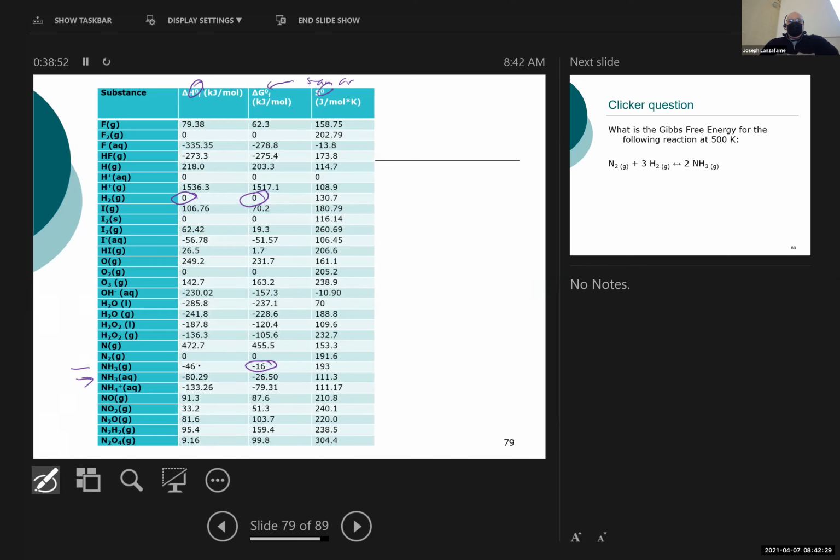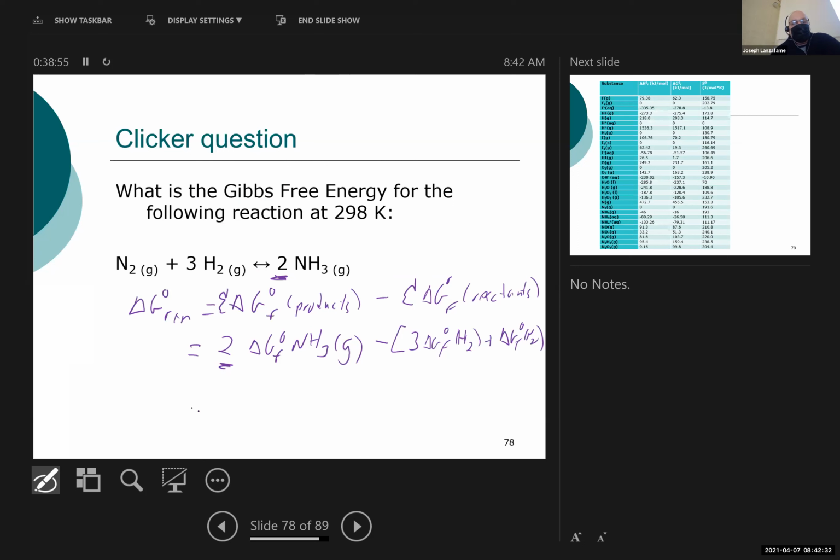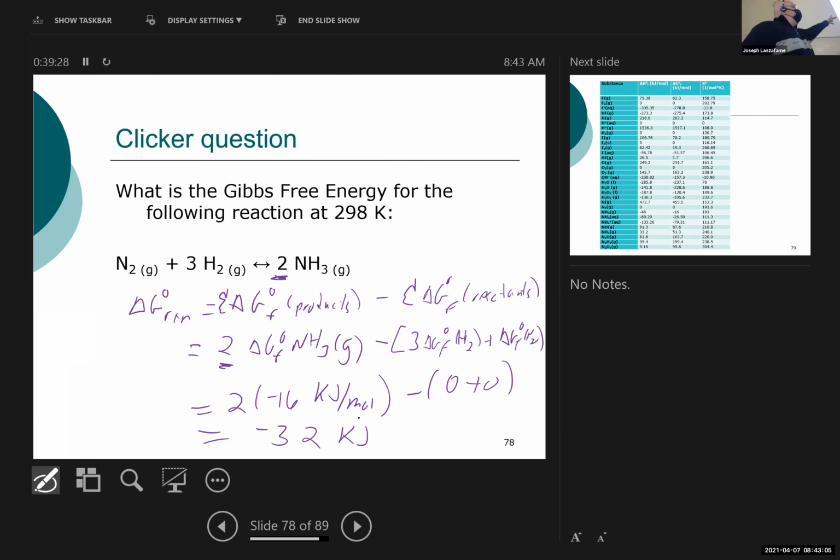So if I go back and plug those numbers in, the delta G for that reaction at standard conditions is minus 32. And so again, the first thing I notice about that is the sign. Delta G is negative. So in fact, this reaction is spontaneous at room temperature.